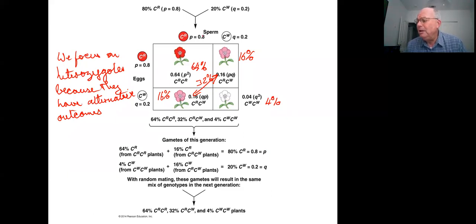what it was previously. For the CW allele, again, all the homozygous individuals have two copies of the CW allele. So we take all 4% as being the CW alleles because of these homozygous individuals. And again, same argument for the heterozygotes. Half of the alleles in the heterozygotes are CW. So that's 16%. 4 plus 16 is 20%, which comes to 0.2. And these two numbers are exactly the same as they were before.